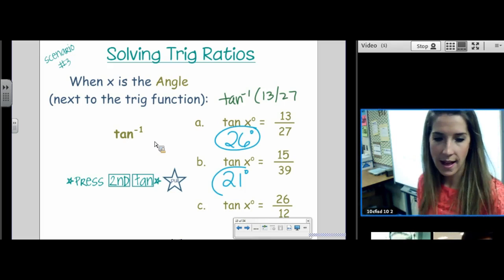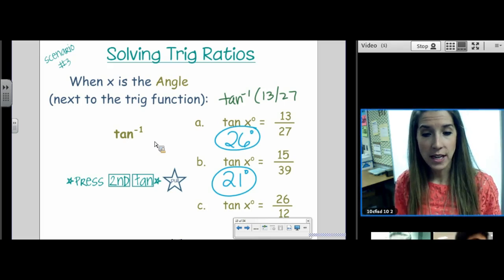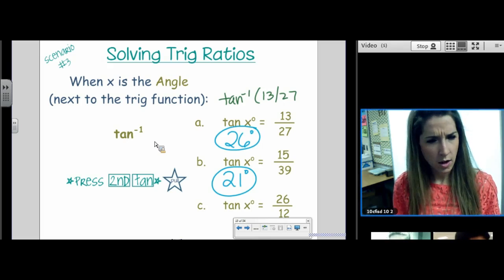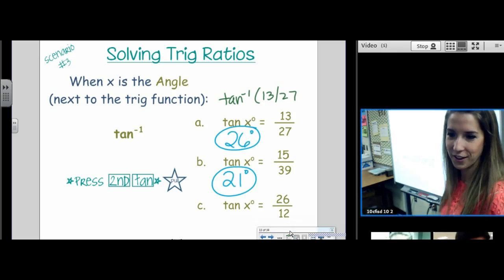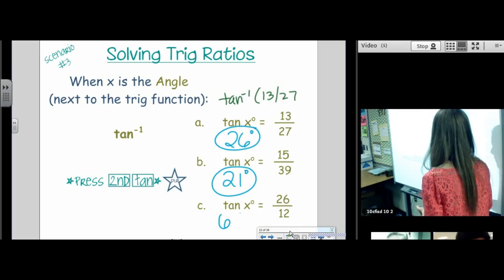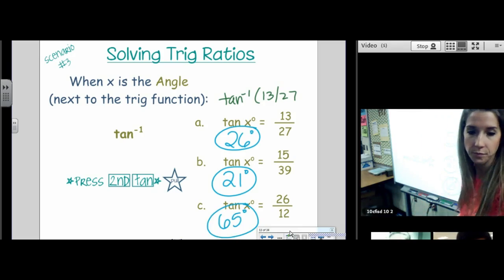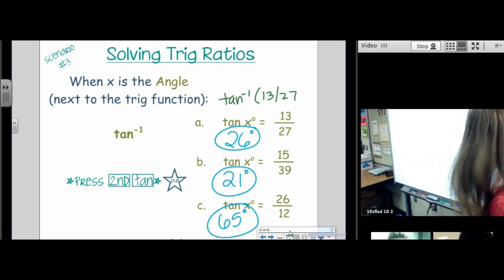Did you try again on that last one, Edriel? Oh, every time you change it, it goes back to radian? What do you mean every time you change it? Don't ever clear it. Don't clear your calculator because it'll reset. This one's a 65-degree angle. Press enter on it.